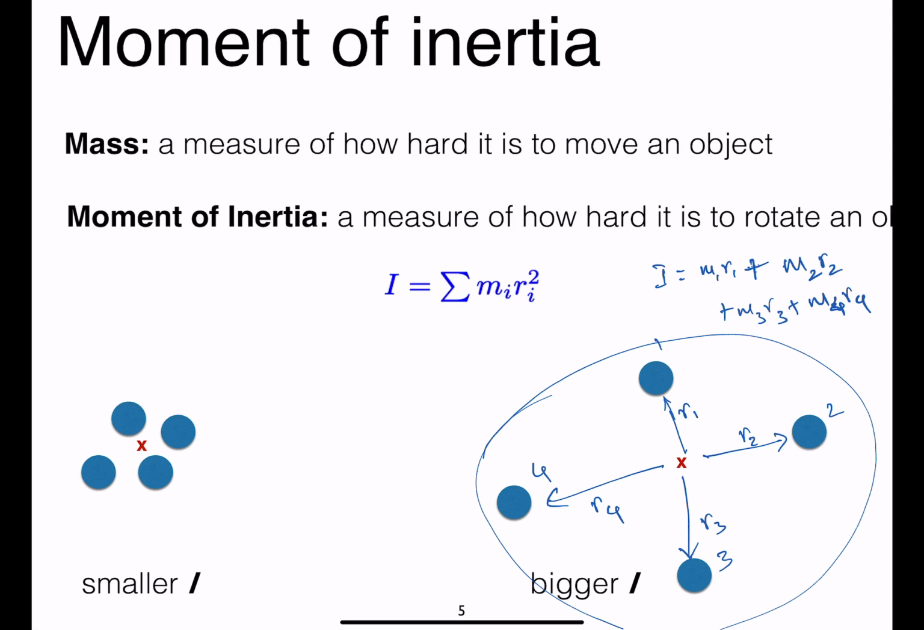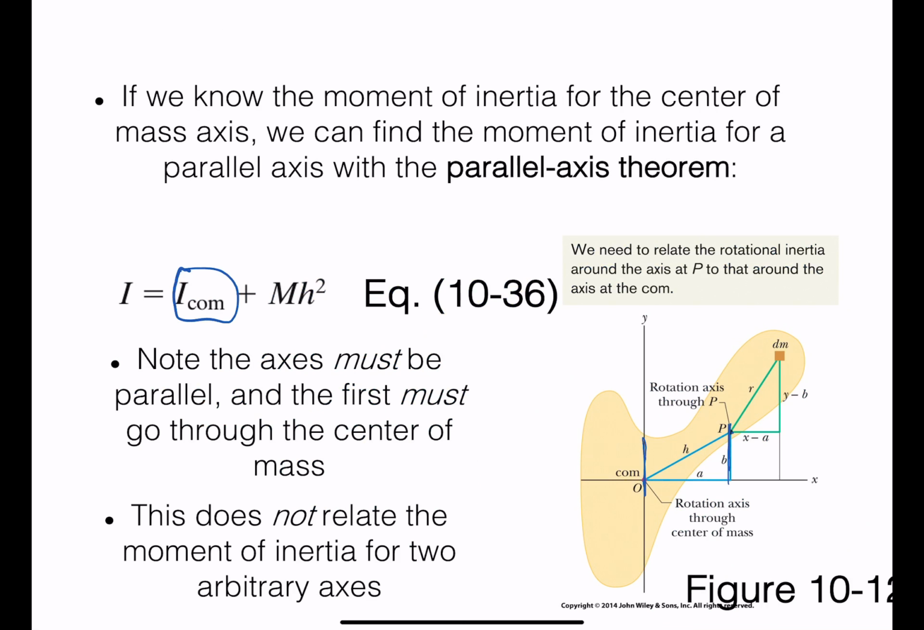Inertia depends on the shape of the object. For example, the inertia for a disk is 1/2 m r squared. The inertia for a solid sphere is 2/5 m r squared.